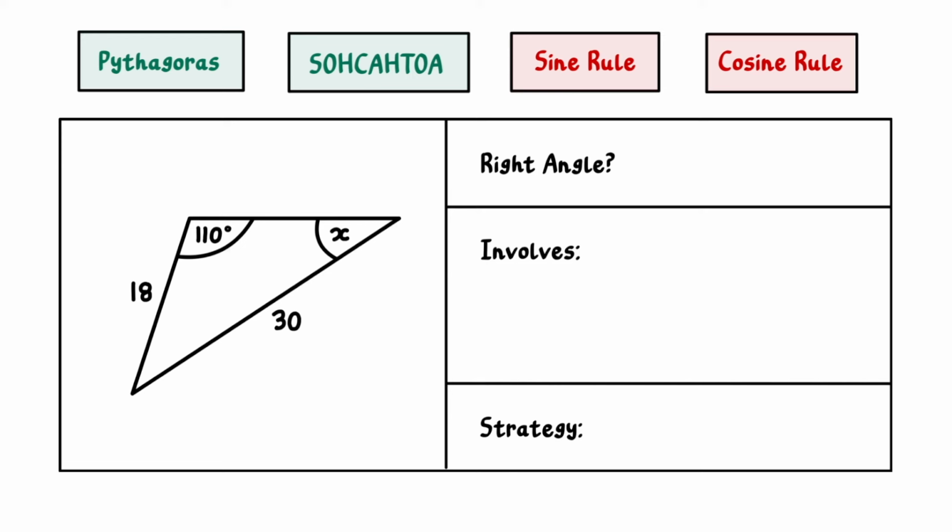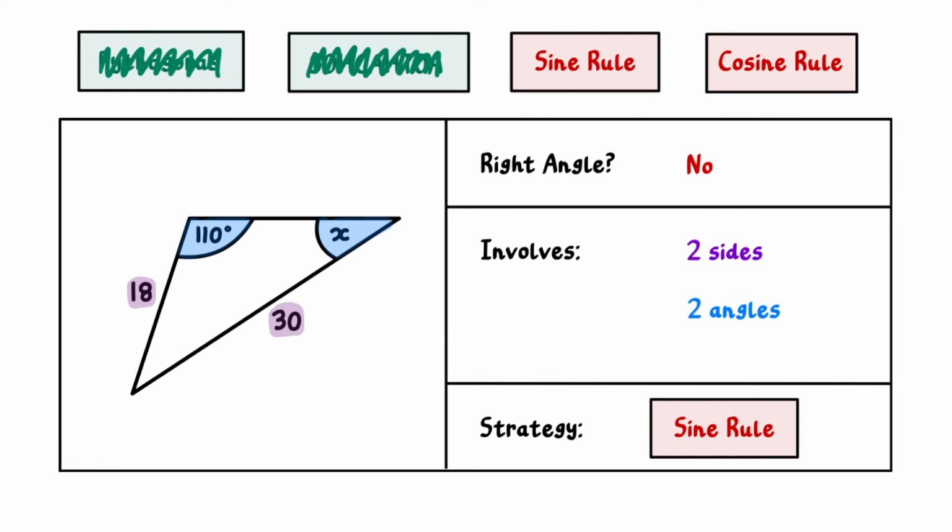In our third example, we have sides of 18 and 30. We also have angles of 110 degrees and x degrees. The triangle does not contain a right angle. This means we'll want either the sine rule or cosine rule. Counting our sides and angles, we have 2 sides and 2 angles. The sine rule involves 2 sides and 2 angles, so this is the correct choice.